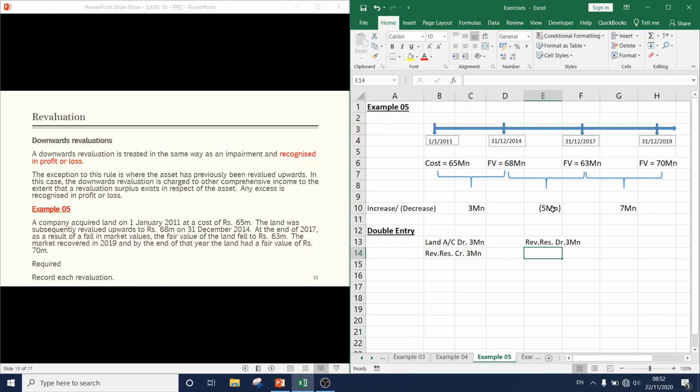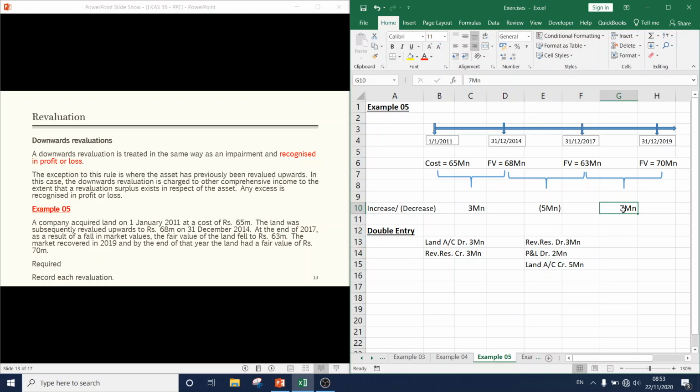Out of this whole 5 million we cannot debit to P&L. Why? We have previously identified an upward revaluation of 3 million, and that has been accumulated in our revaluation reserve account. Therefore, the first thing we need to do is reverse this one. That is why we debit. And the rest, the 2 million, the amount that exceeds that, we can debit to P&L. Not the whole 5 million, only 2 million we can debit to P&L. Of course, the value of the land has gone down, therefore land account should be credited by 5 million. So this is the double entry we need to pass.